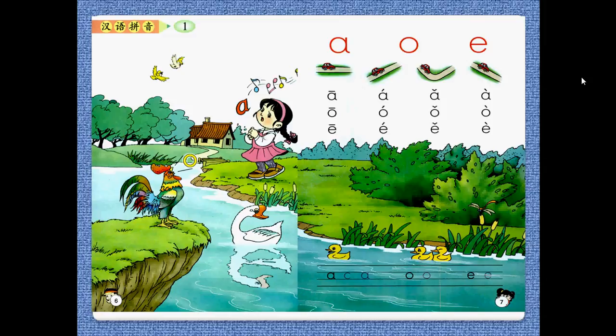And as I mentioned, Chinese has 4 tones. So there are 4 tones. Please read after me. a, a, a, a. o, o, o, o.